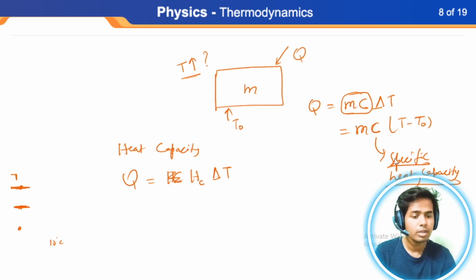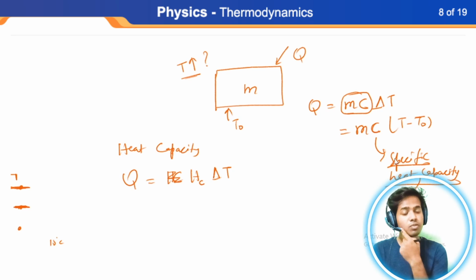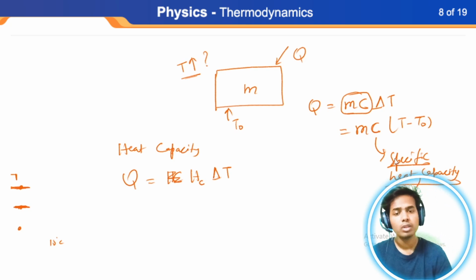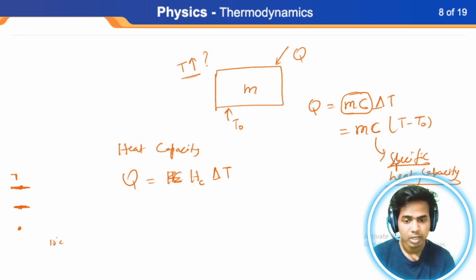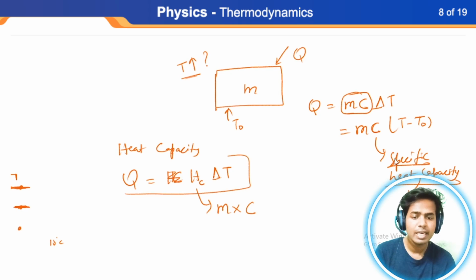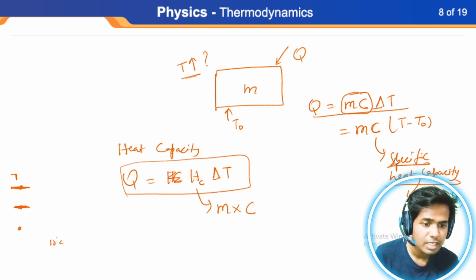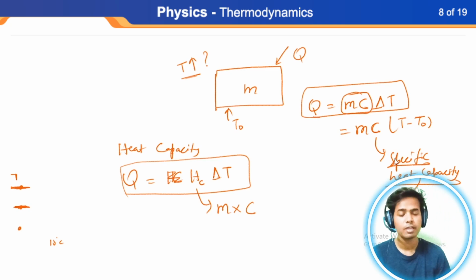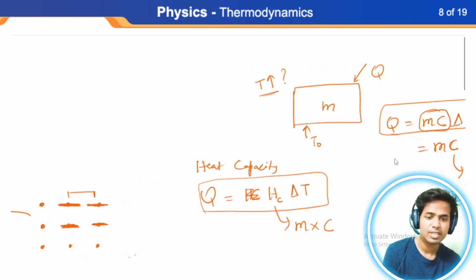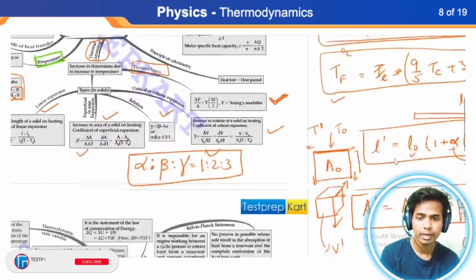Independent of the mass of the body, only depends on the nature of the material, whatever physical characteristics it has. But this will depend not only on the nature of the material, but also on the mass of the body, because HC itself is combination of mass into a specific heat capacity. All right, ये कम यूज होगा, बट दिस थिंग विल बी वेरी वेरी यूज. आई मीन कितना ज्यादा फ्रीक्वेंसी इसका होगा, यू कैन नॉट गेस. Okay, so this was specific heat capacity and heat capacity that I have explained here.